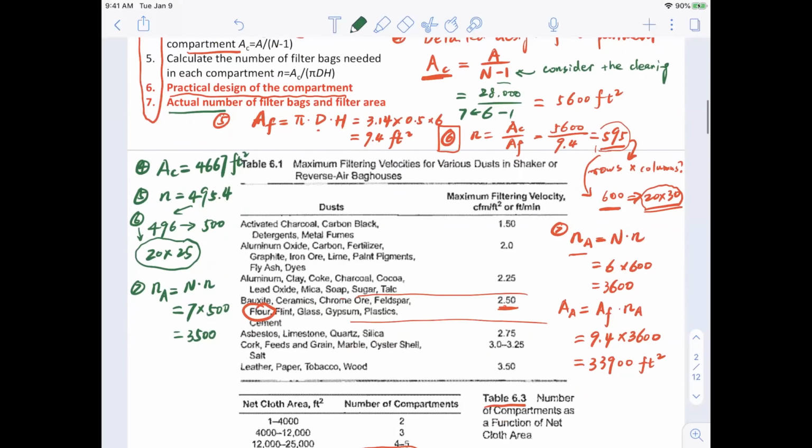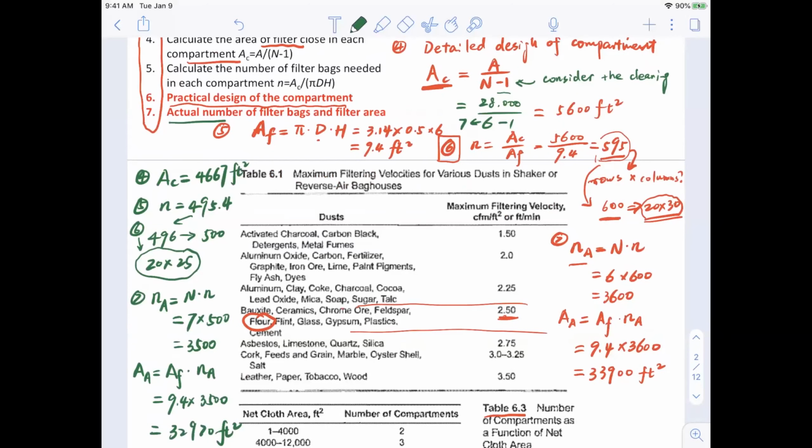And in terms of the filter area, that's just AF multiplied by NA, right? 9.4 multiplied by 3,500, that's 35970. Okay, so this is how we design the baghouse filter system.